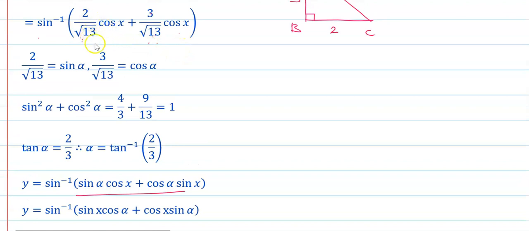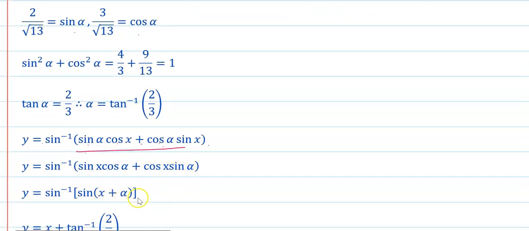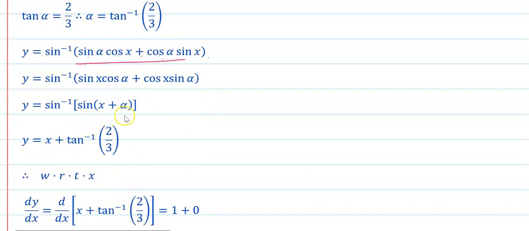2 upon root of 13 means what? Sin alpha. 3 upon root of 13 means what? Cos alpha. Sine inverse of sin alpha into cos x plus cos alpha into sin x. Now this is the expansion of sine of x plus alpha. Now sine inverse of sine of x plus alpha is x plus alpha. Okay. This is the x plus alpha.